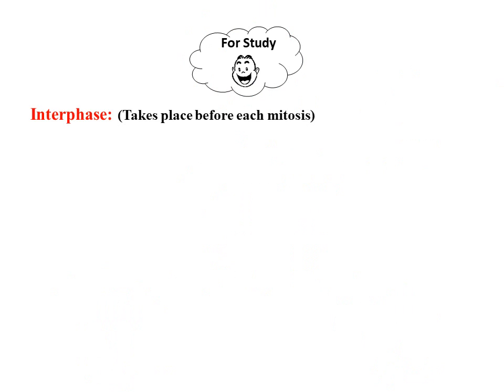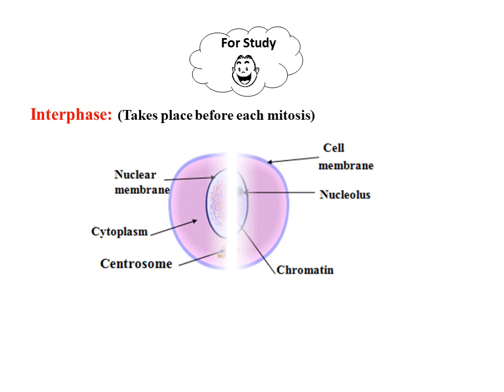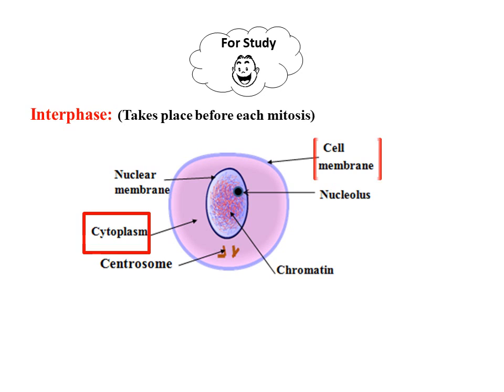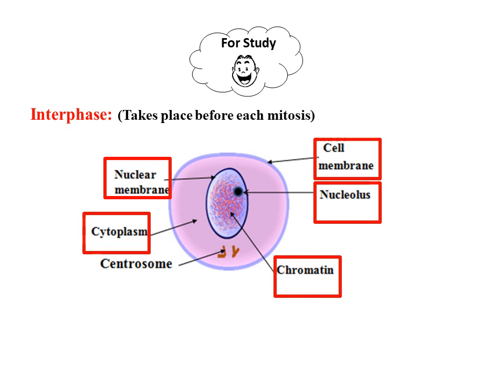First, start with interphase, which is a phase that takes place before each mitosis in order to duplicate or replicate the chromosomal material. The cell in this phase consists of cytoplasm enclosed with a cell membrane, and a nuclear membrane that envelops the nucleus, which contains the nucleolus and DNA in the form of chromatin. Finally, the centrosome, which divides into asters and produces microtubules of a cell.